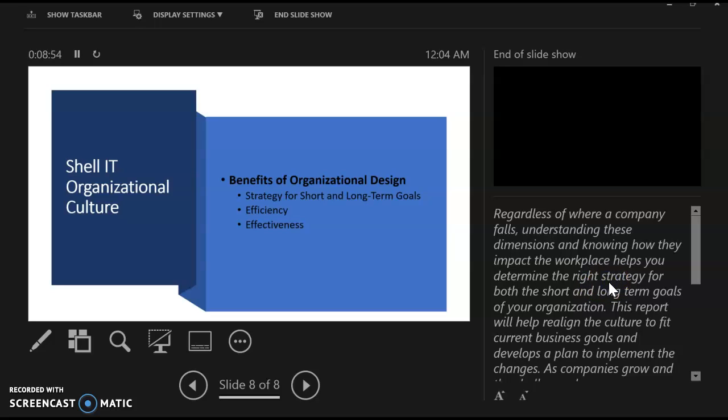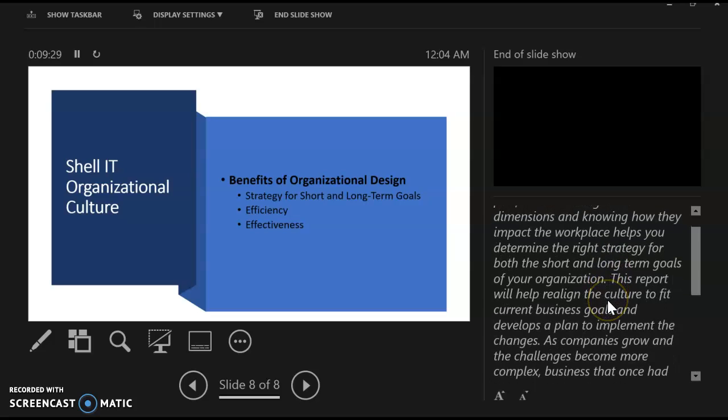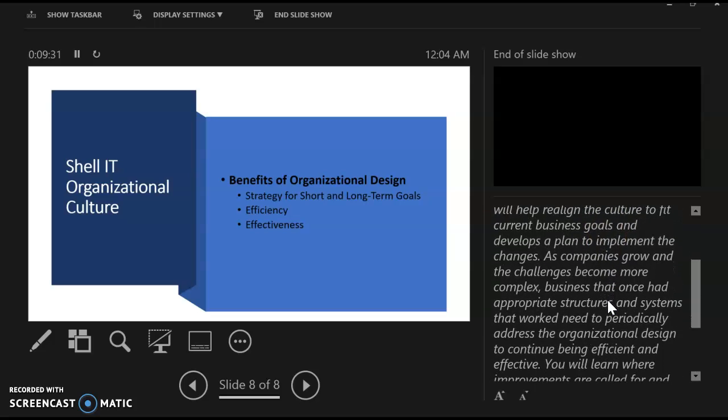Finally, the benefit of organization design is strategies for short and long-term goals, efficiencies, and effectiveness. Regardless of where a company falls, understanding these dimensions and knowing how they impact the workplace help you determine the right strategy for both short-term and long-term goals of your organization. This report will help you realign the culture to fit the current business goals and develop a plan to implement the changes.